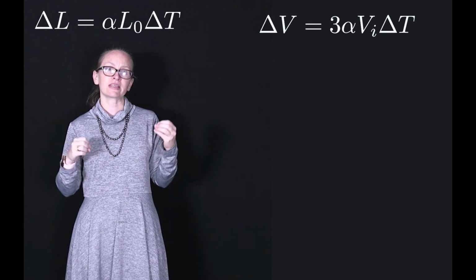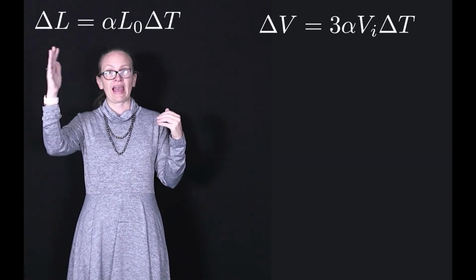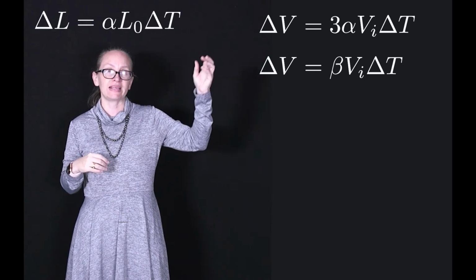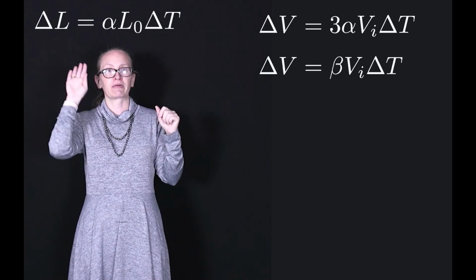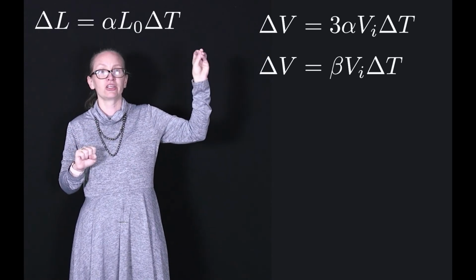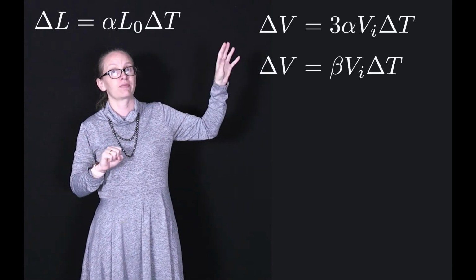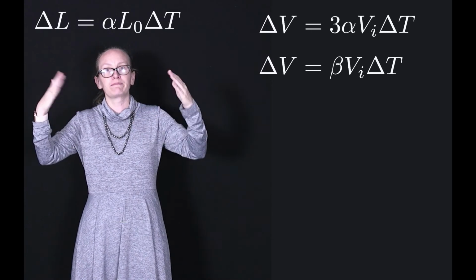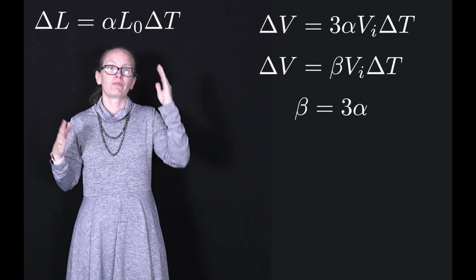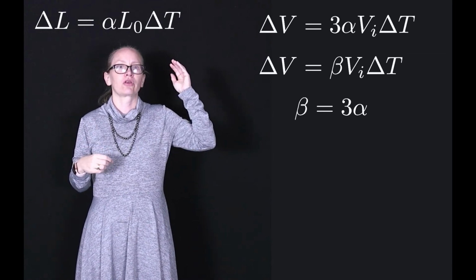So for liquids, rather than using 3 alpha, we use what's known as the volume expansion coefficient beta. So for a liquid, we can write that the change in volume is equal to beta times the initial volume times the change in temperature. So beta is related to alpha for solids through beta is equal to 3 alpha.